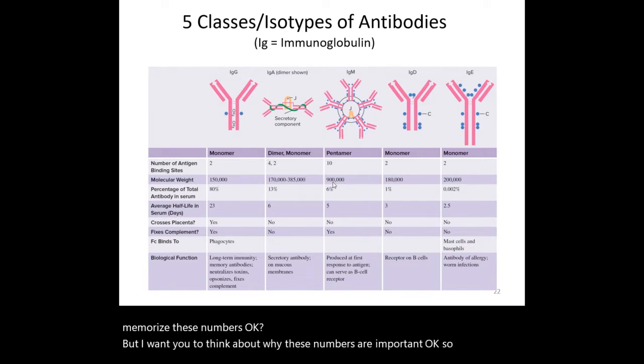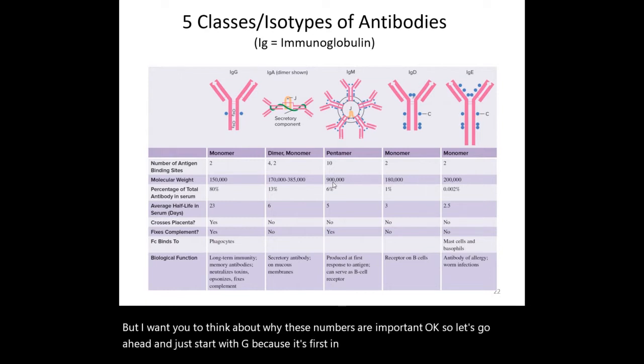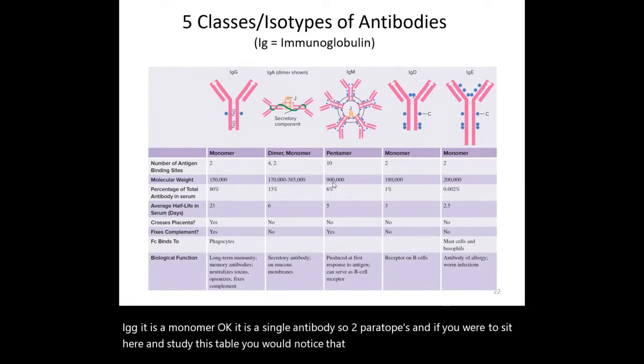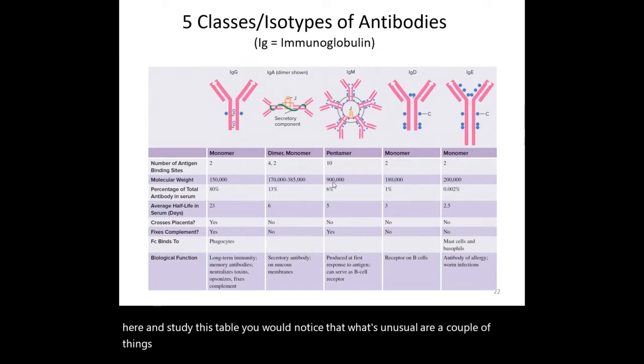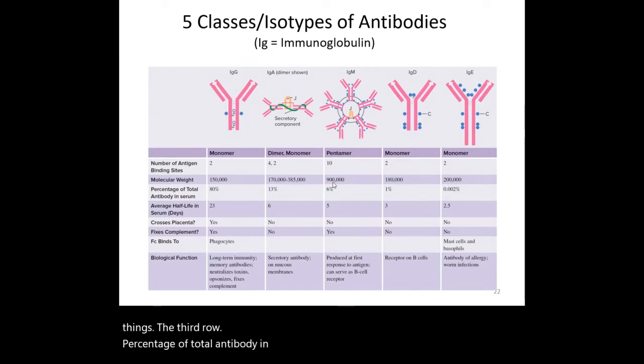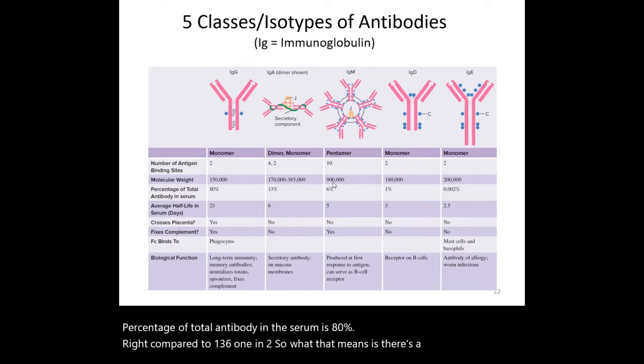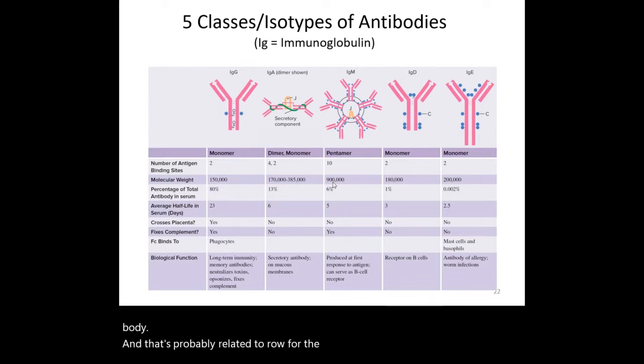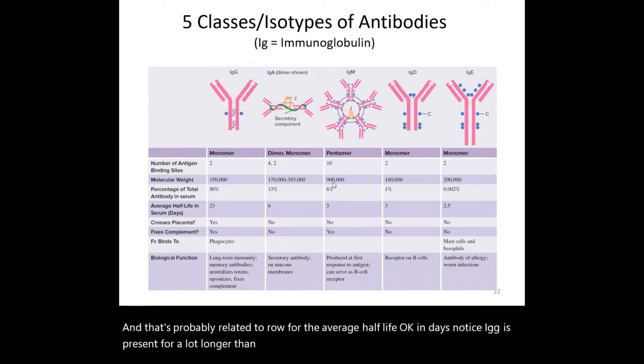So let's go ahead and just start with G because it's first in this particular table. If you look at IgG, it is a monomer. It is a single antibody, so 2 paratopes. And if you were to study this table, you would notice what's unusual. The third row, percentage of total antibody in the serum, is 80%, compared to 13, 6, 1, and 0.02. So what that means is there's a lot of IgG in the body. And that's probably related to row 4, the average half-life in days. Notice IgG is present for a lot longer than the other classes of antibodies.